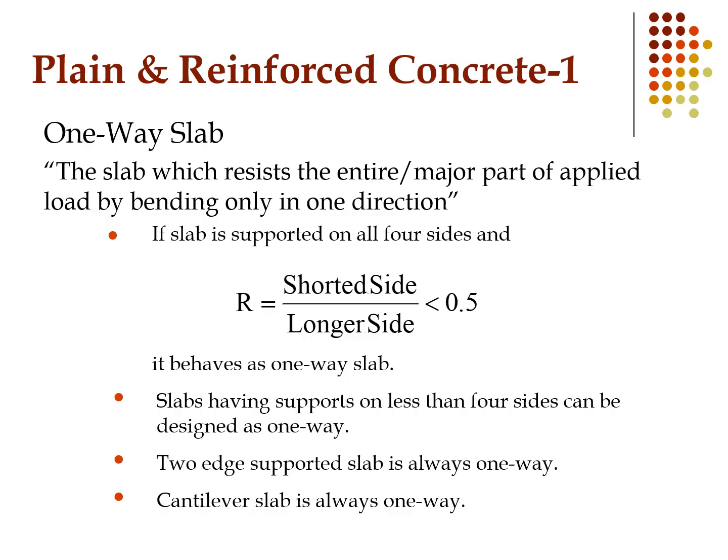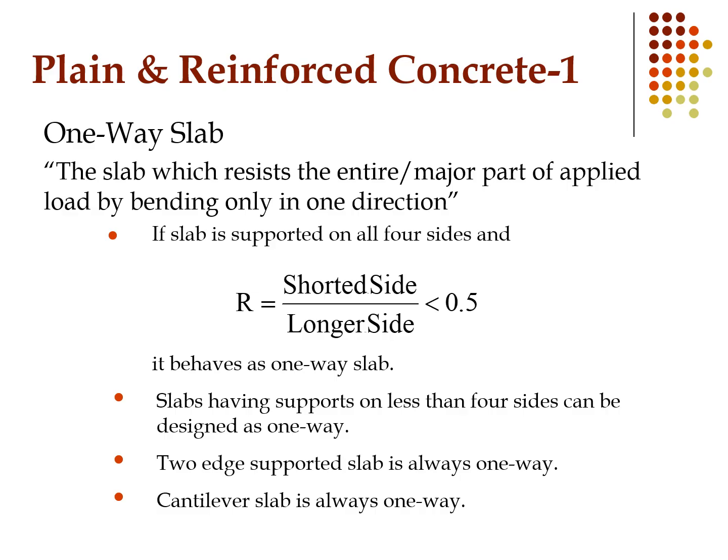Now we have two different types of slab. One we call a one-way slab, and the other we call a two-way slab. Now what is a one-way slab? If the slab resists the entire or major part of the load by bending only in one direction, that particular type of slab we call a one-way slab.